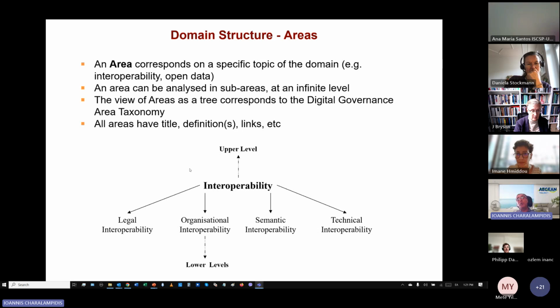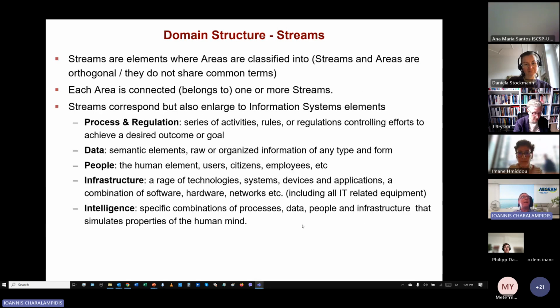And of course, for any one of those areas, you must have a kind of definition of what this is. You must have a specific link to Wikipedia, for example. There is a different task force we have trying to put definitions into Wikipedia, because we decided this is the best way to proceed. But also we have other things. For example, streams. We call streams an orthogonal structure to areas, something that says what type of area this is. As streams, we chose what we have from information systems, the main areas of information system: process, regulation, data, people, infrastructure, and intelligence.